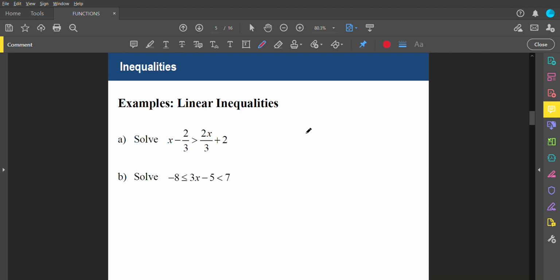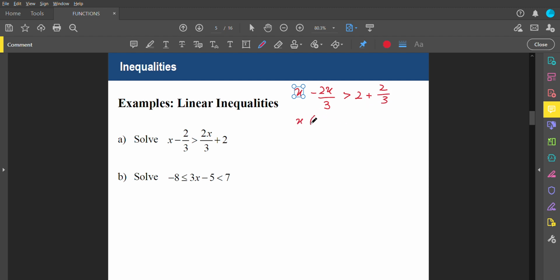So let's take a look at some examples. We are going to try to solve example A first. Example A is pretty straightforward, just some simple manipulation. We have x minus 2 over 3 greater than 2x over 3 plus 2. Then you might want to bring everything that has x into the left hand side. If you prefer the right hand side, then you do so. So here I will have x, and then minus 2x over 3, greater than 2 plus 2 over 3, and then you can factorize x out.